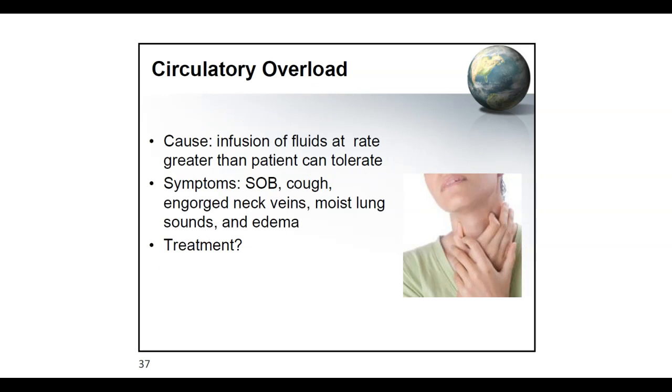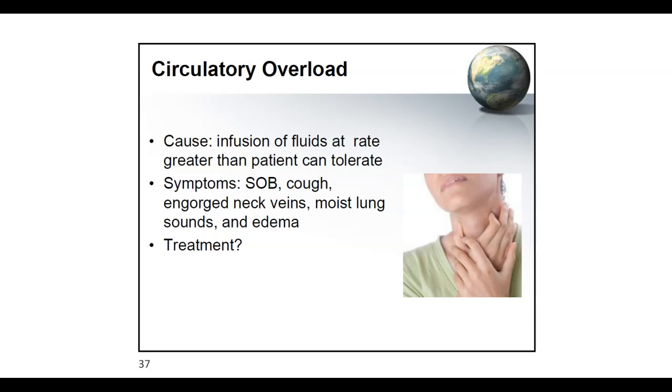All right, another complication from IV therapy can include circulatory overload or fluid volume overload. Again, we are giving fluid directly to a patient's vein, and sometimes it may be too fast for the patient or it may be too much. So causes of circulatory overload or fluid volume overload can include infusion of fluids at a rate greater than the patient can tolerate. And again, you can follow the orders to the T, but some patients just can't handle it. And also that's why you need to know your patient.